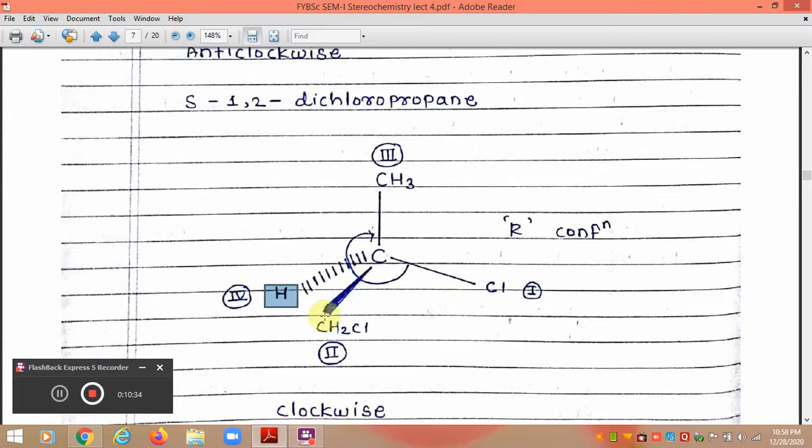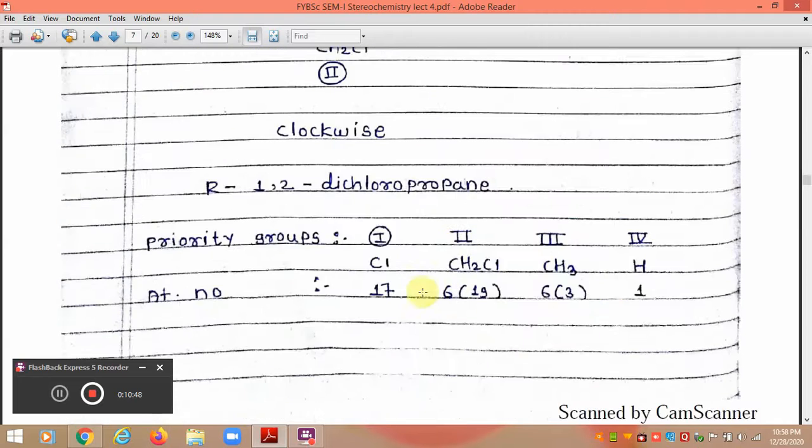Now this hydrogen has the lowest priority, so the molecule will be observed from this side, and now chlorine has the first priority, then second, third. So it is decreasing in the clockwise direction. That's why the configuration will be R configuration. So it's simple.